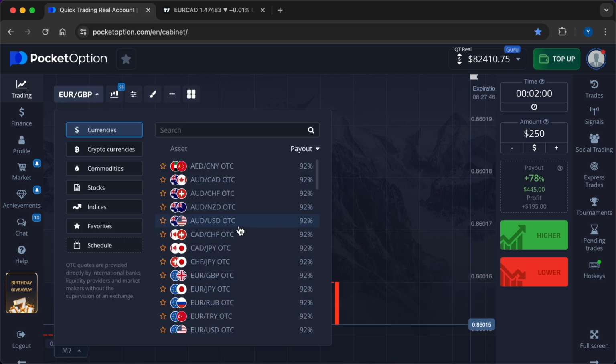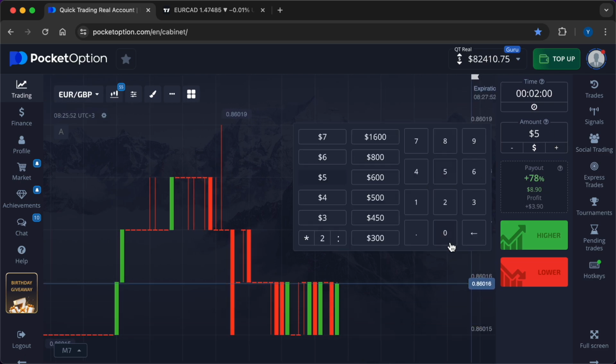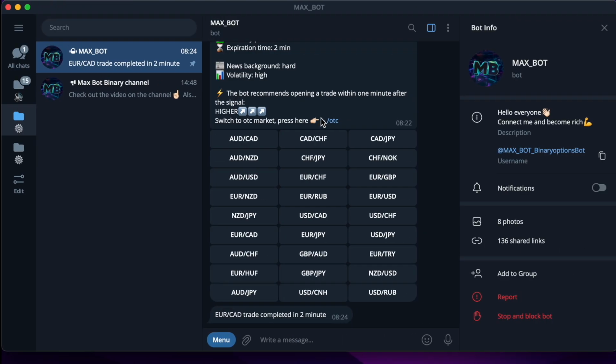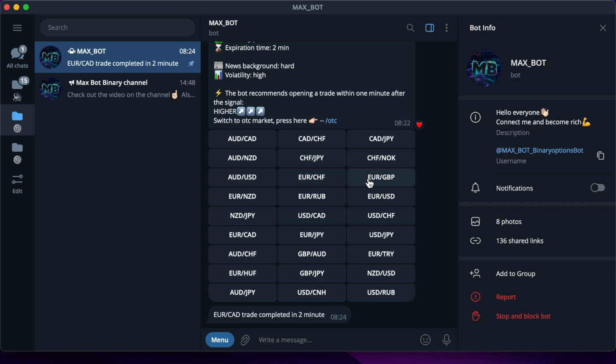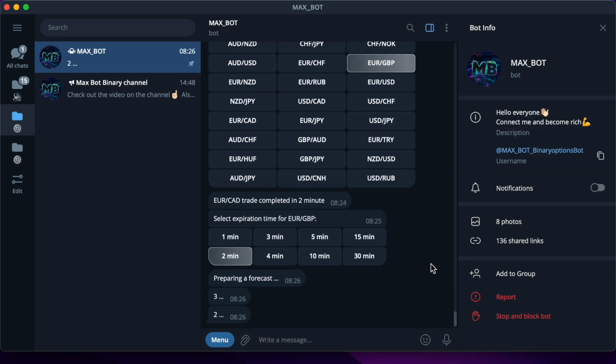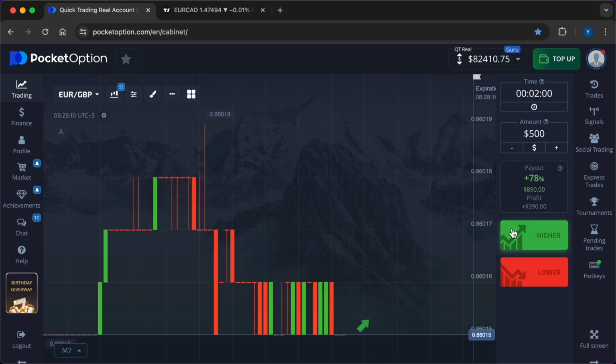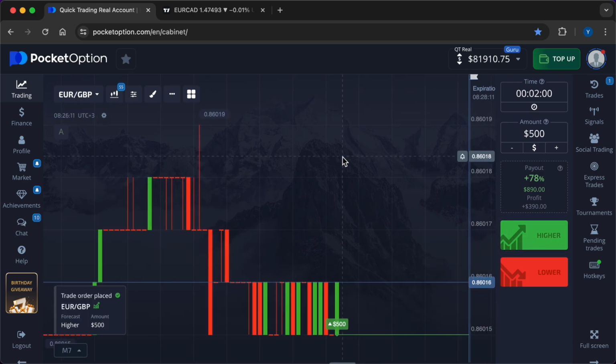Now I will conduct a trade on the currency pair Euro, British Pound. I will double the market entry amount. Now it's $500. This is the final trade for today. Now I'm getting the final signal from the neural network. Higher. In this case, you need to press the green button in Pocket Option.